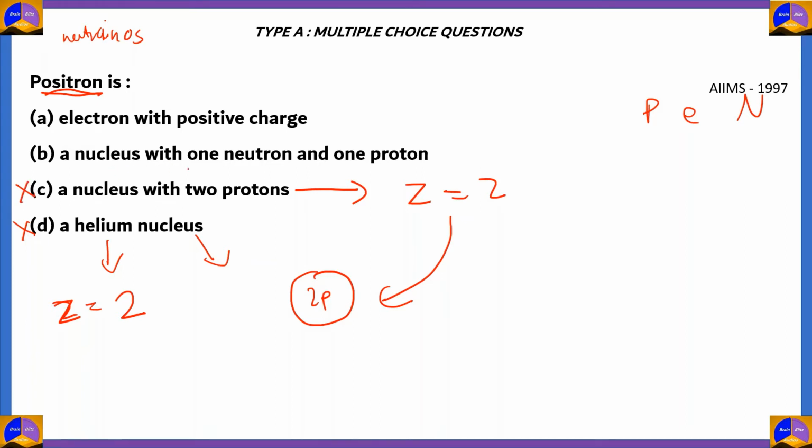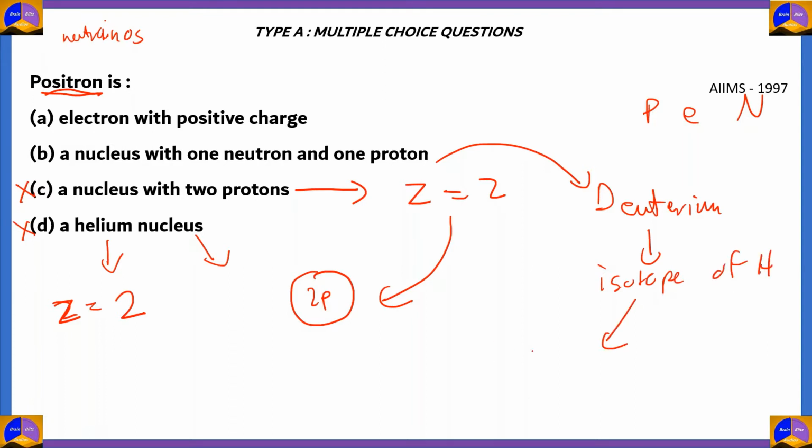Option B, a nucleus with 1 neutron and 1 proton. This condition is found in deuterium, which is an isotope of hydrogen. And what is an isotope? An isotope is the same element which has the same atomic number but a different mass number. Hydrogen's atomic number is 1 because it has 1 proton, and deuterium also has 1 proton. So the same atomic number is 1.